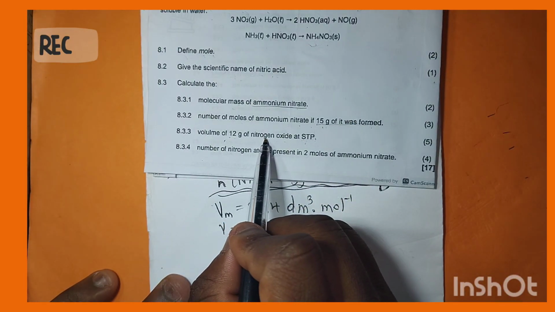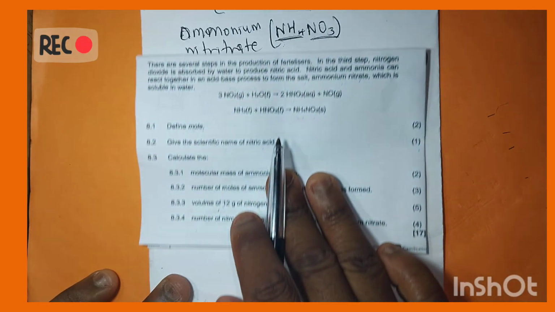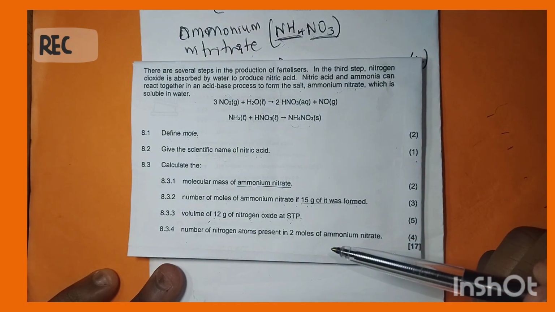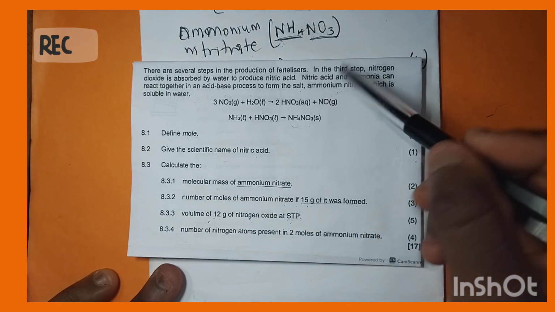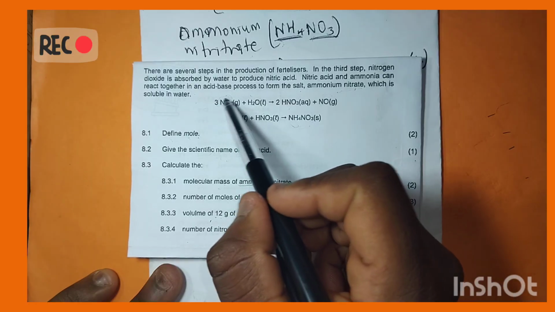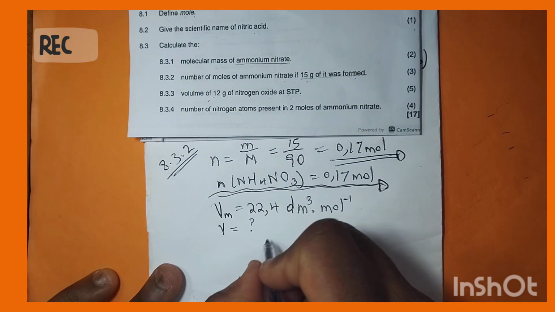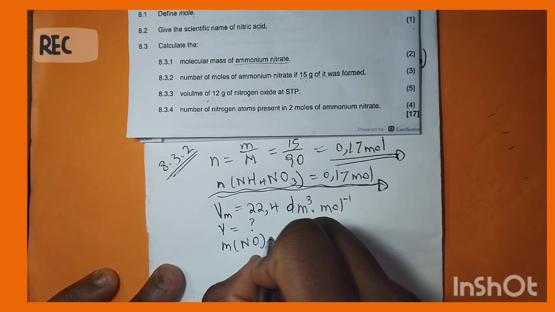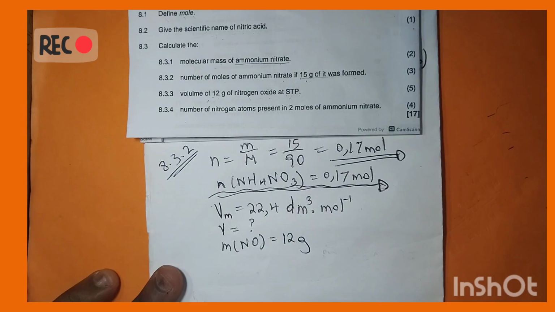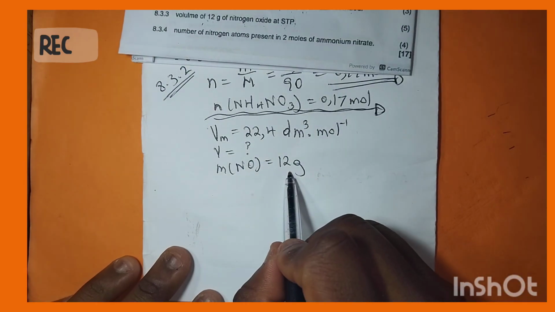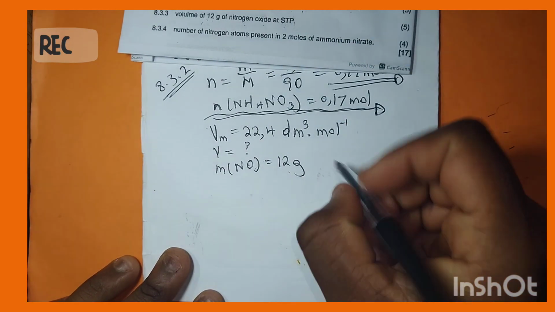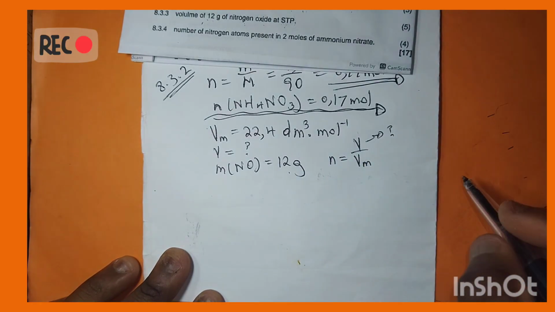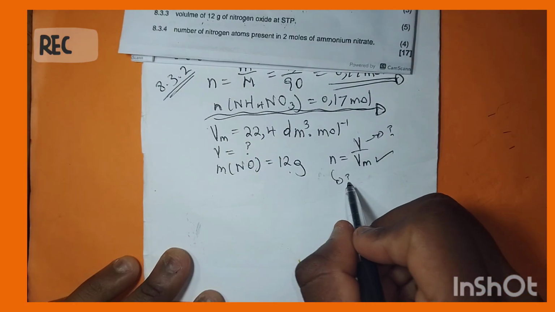Of nitrogen oxide. A nitrogen oxide is this one, by the way, and this one is nitrogen dioxide. For nitrogen oxide, you are given a mass of 12 grams. If you are given this mass, a key thing you should do is involve this equation, but you don't have moles.